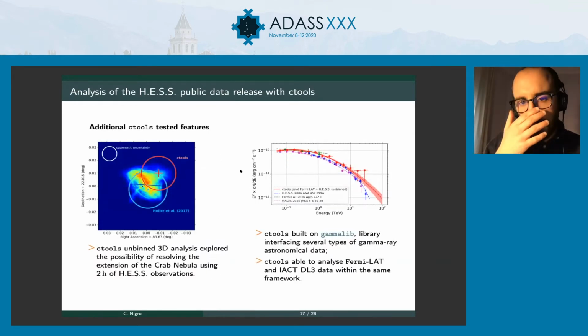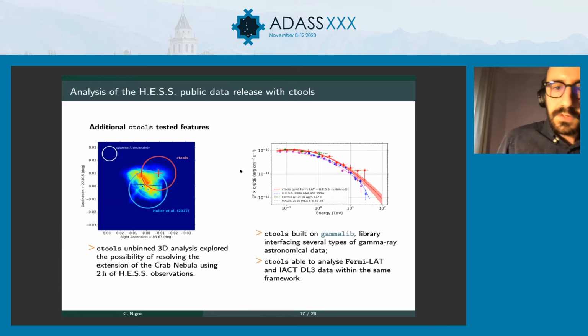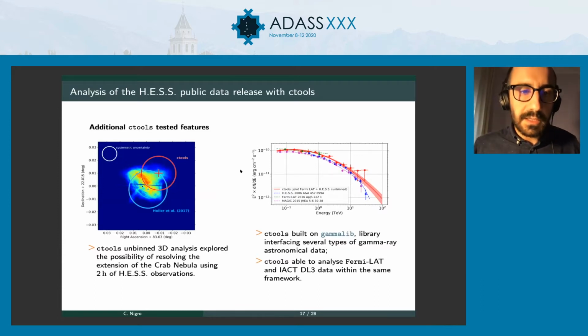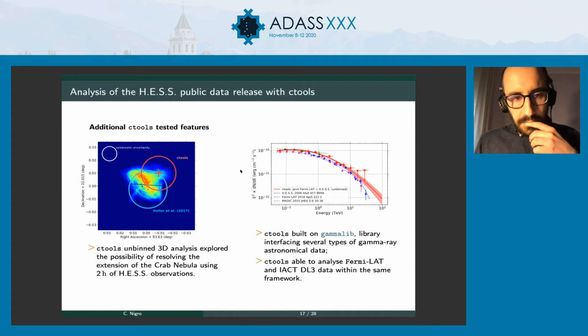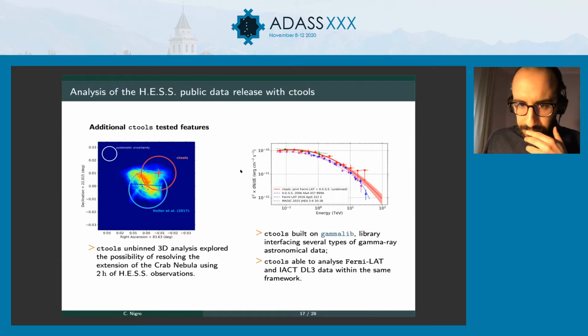So as I said, more features of Ctools are tested with this data. In particular, they explore the possibility of fitting the extension of the Crab Nebula, which, as I said, is a point source for current Cherenkov telescope instruments, using this DL3 data.